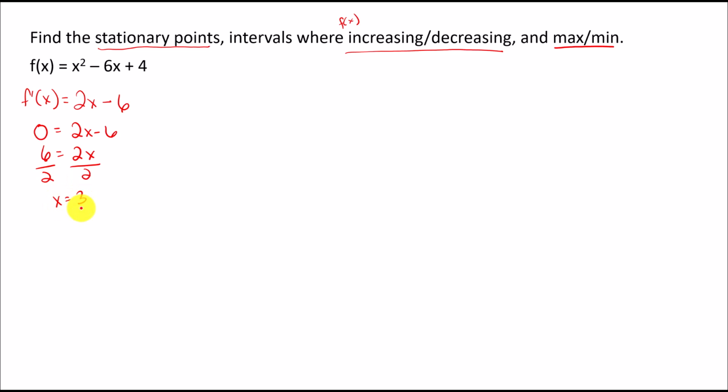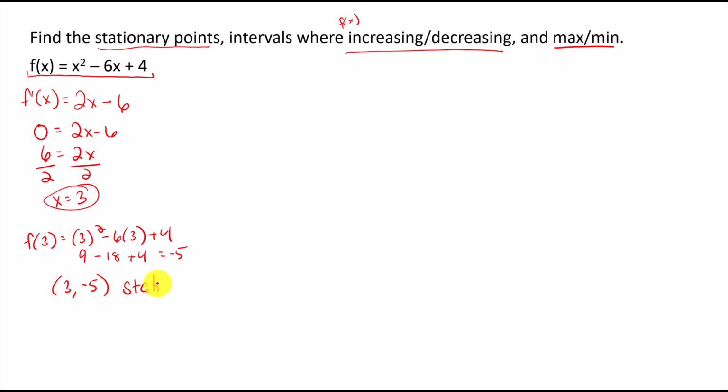Now, that is the x coordinate of my stationary point. Sometimes it only asks you for the x coordinates. You have to read the question. But in this case, we just said find the stationary points, which means I need a y value to go with that. So I have my x equals 3. To find a y value, we always go back to f of x, not the derivative. So I can say f of 3 equals, and I can plug 3 in to get my y value that goes with 3. So this is going to be 3 squared is 9 minus 18 plus 4. That's going to be negative 5. So 3 comma negative 5 is my stationary point.